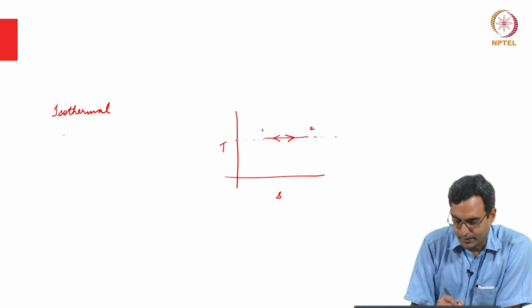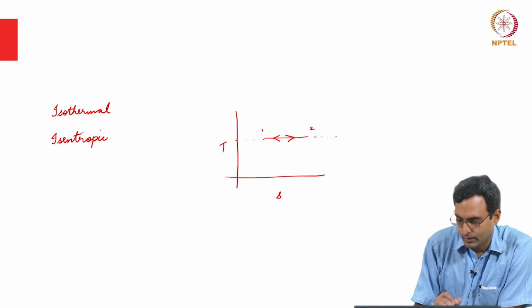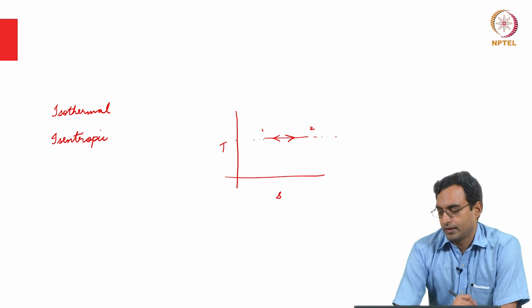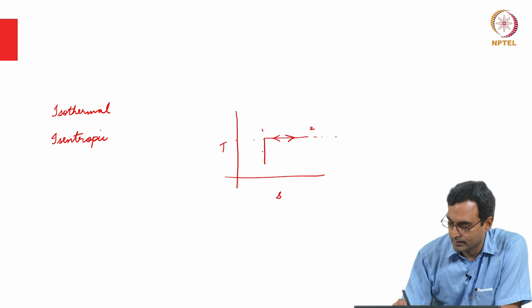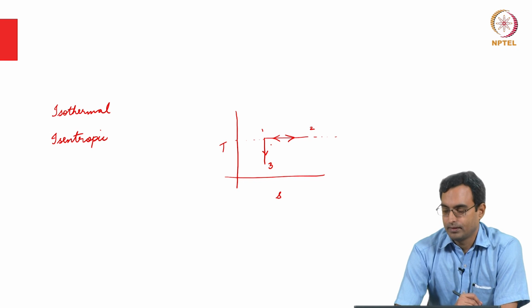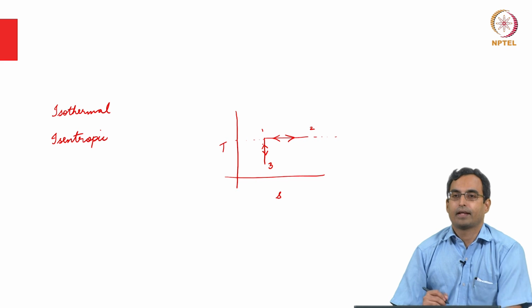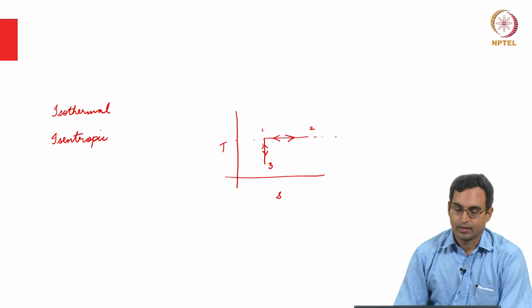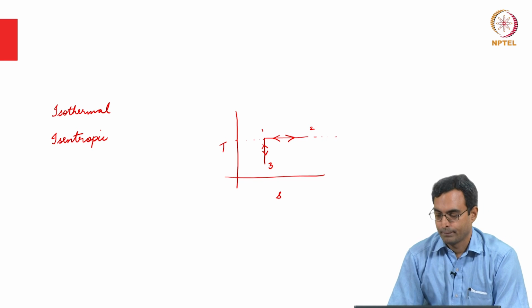We also discussed that we can have isentropic processes. In an isentropic process, we said it is both adiabatic as well as reversible. So, let us say a process of this kind. There is no friction, therefore, it is reversible. It is adiabatic, there is no heat transfer. So, I should be able to reverse this process also and go from 3 to 1. So, I can get an isentropic process which is reversible and an isothermal process which may be reversible.